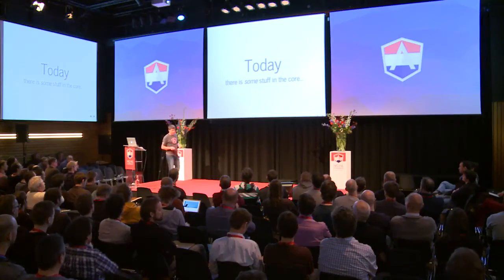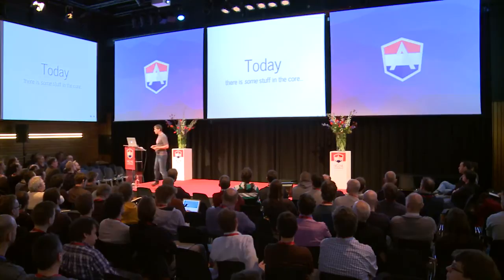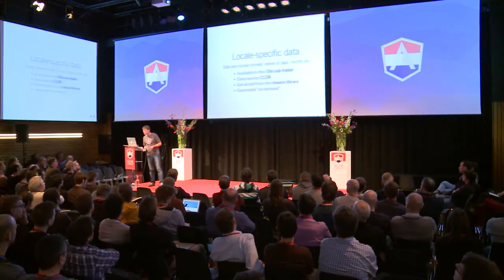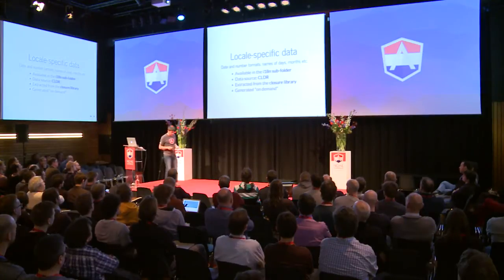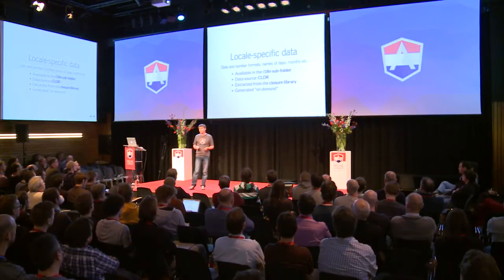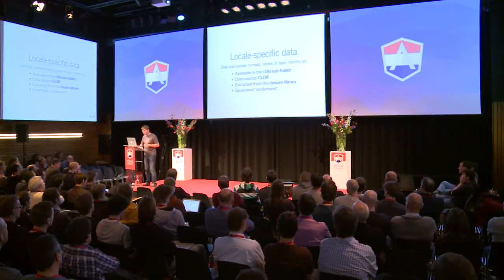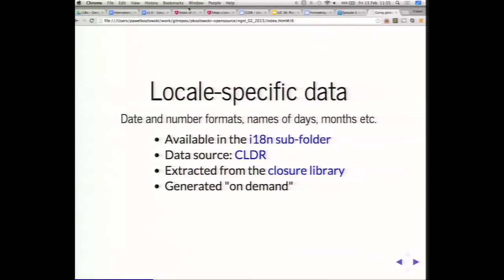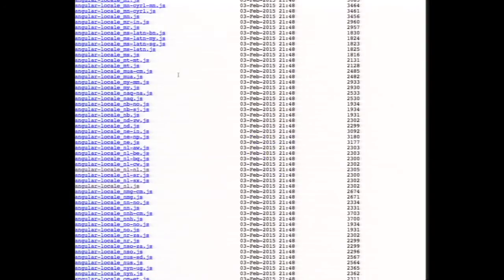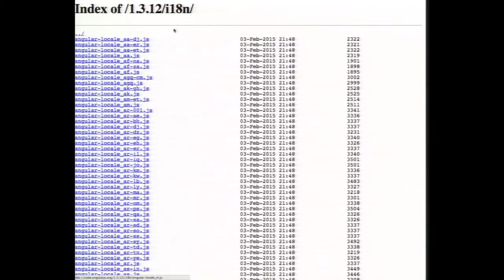So what do we have in AngularJS as it stands today in 1.3 to support those globalization efforts? First of all, the Angular distribution comes with a set of locale-specific files that hold some interesting data. Instead of talking about this theoretically, I will show you those files. If you go into any distribution of AngularJS, you will see this i18n subfolder. And as you can see, there are files for many locales inside.